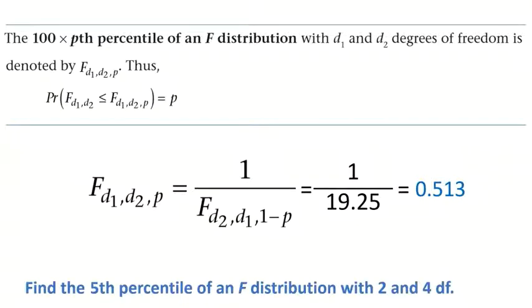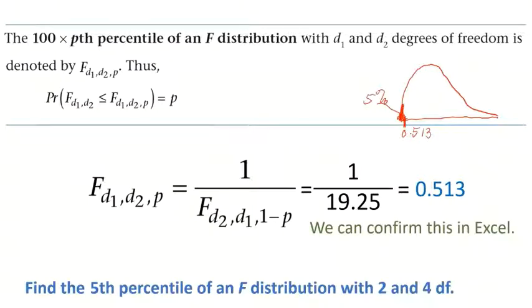Okay, so if we are going to draw this, we can have this F distribution, and then the 0.05 or 5% percentile is somewhere here, so very close to the leftmost part. And this value here is our 0.513. Okay? And the shaded region is 5% of the distribution.